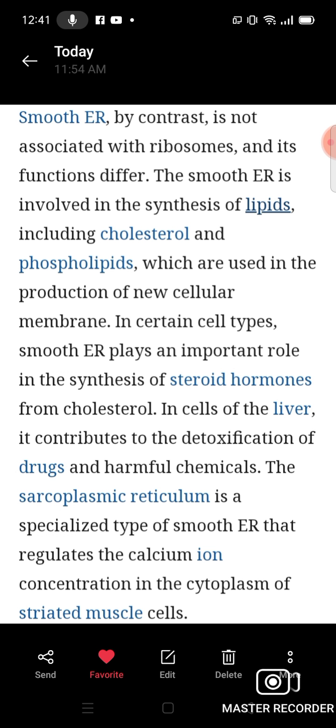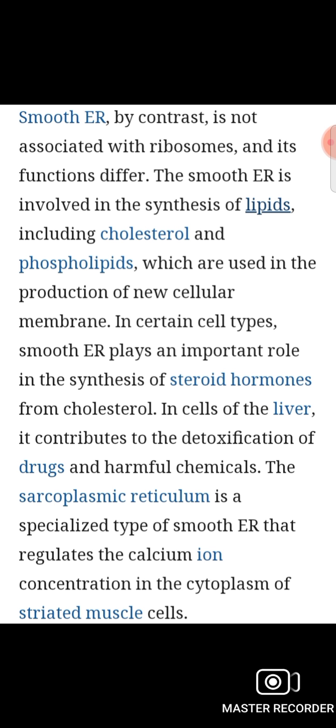In certain cell types, smooth endoplasmic reticulum plays an important role in the synthesis of various types of hormones, like steroid hormones from cholesterol. In the cells of the liver, it contributes to the detoxification of drugs and harmful chemicals. The sarcoplasmic reticulum is a special type of smooth endoplasmic reticulum that regulates the calcium ion concentration in the cytoplasm of striated muscle cells.